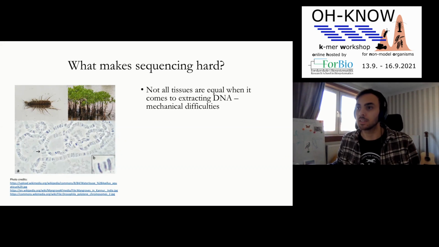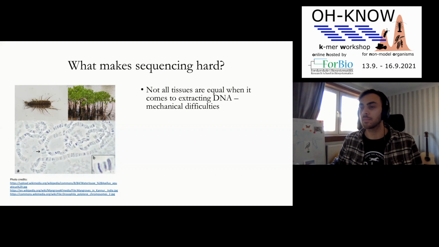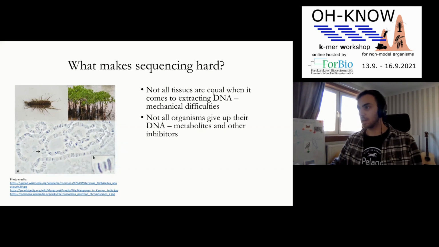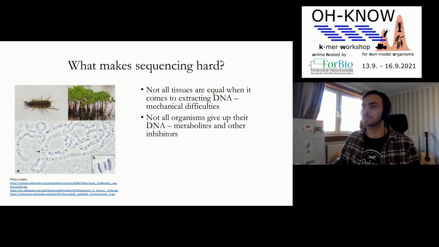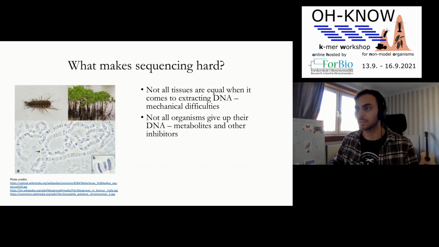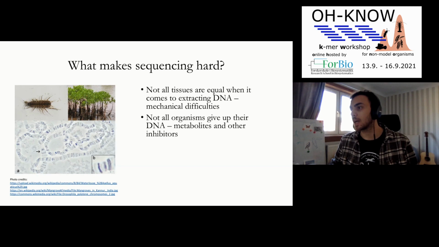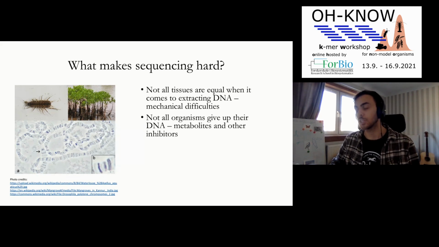So for example, this isopod in the top left corner here, they have very hard exoskeletons that can be very difficult to digest. Not all organisms will give up their DNA so easily. So actually things like this mangrove here, and often the case in plants and other fatty organisms, their tissues can have these metabolites and other inhibitors, which just make extraction chemistry very challenging.